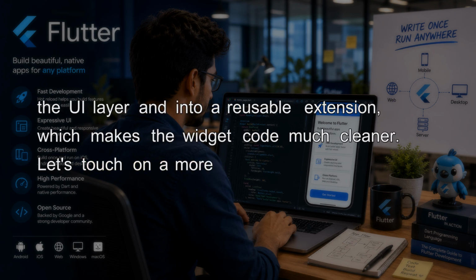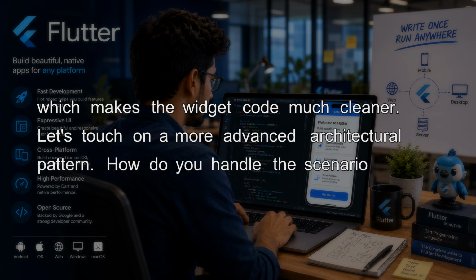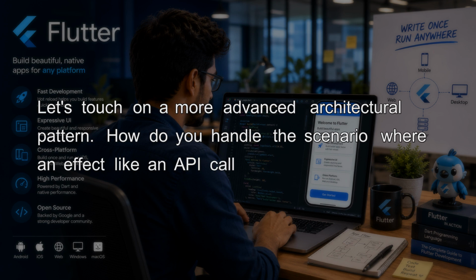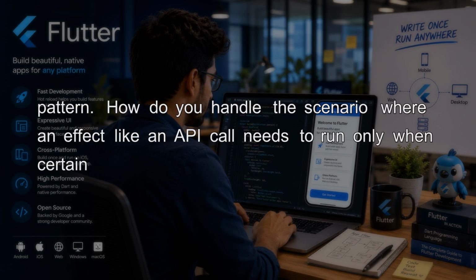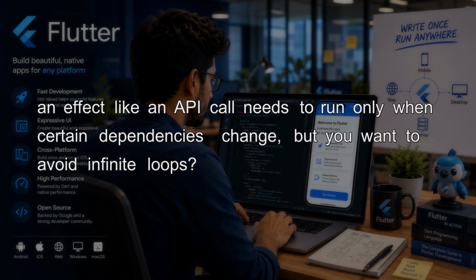Let's touch on a more advanced architectural pattern. How do you handle the scenario where an effect, like an API call, needs to run only when certain dependencies change, but you want to avoid infinite loops?